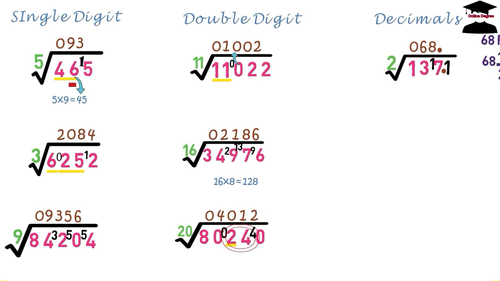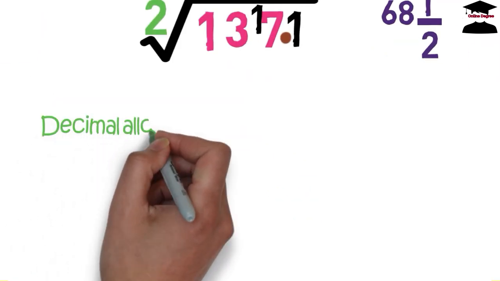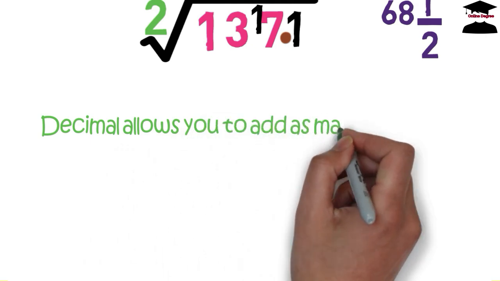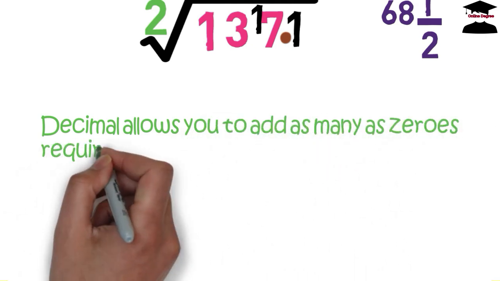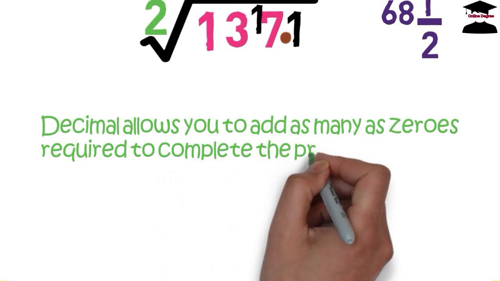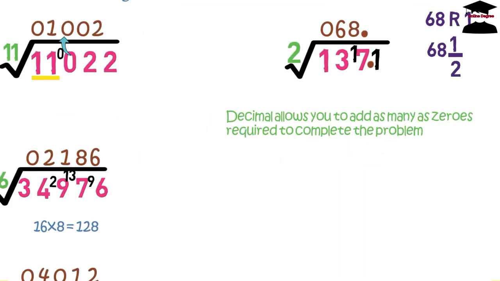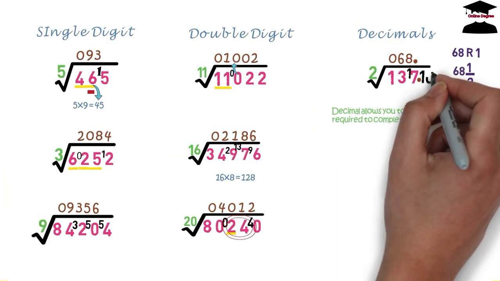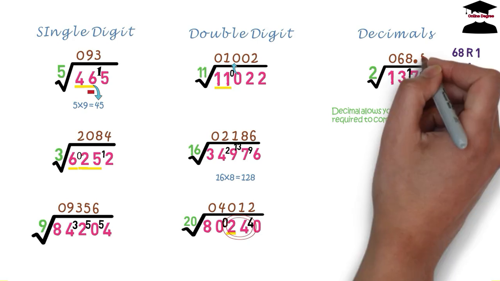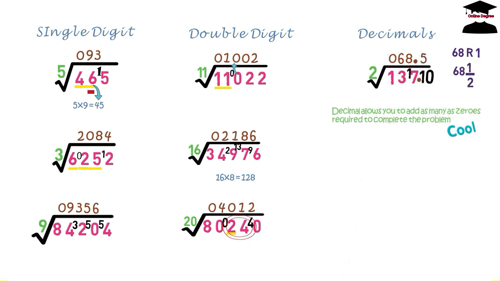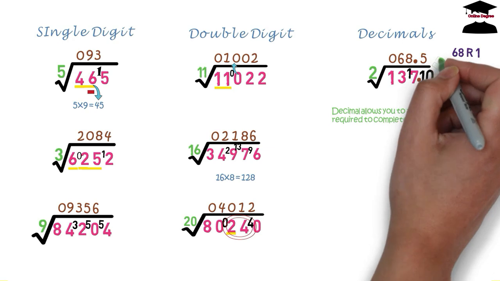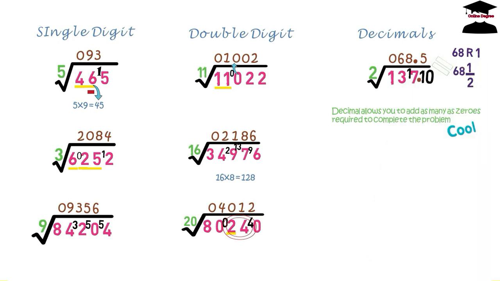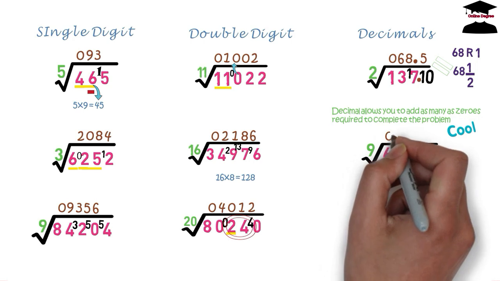So you need to add two decimals, and then the decimal allows you to add as many 0s as you want until you complete the problem. So we can add as many 0s as we want. We need only one here because if you put 1 0, that will make it 10, and our answer is going to be 68.5. Now, you realize that 68.5 and 68 and a half are exactly the same value. It's just the way you're going to write it.